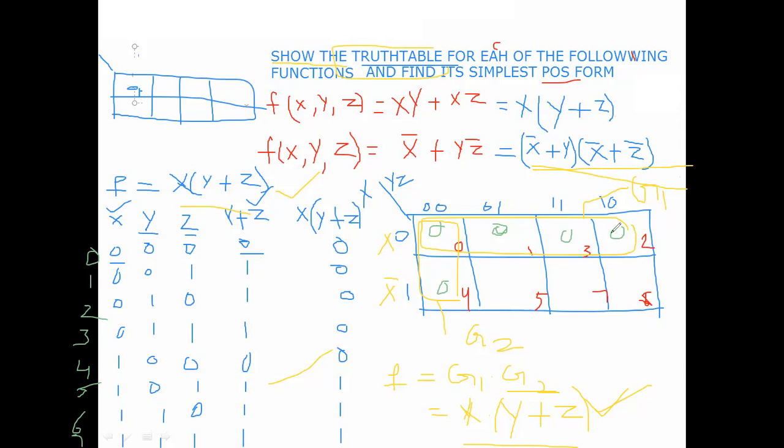Do you understand? In this way, we are doing problems based on the 3 variable K-map for POS terms. So first try to understand the problem and think about what the given values are and what the required values are. Then you will get some idea of how to do it. So all of you do this problem.